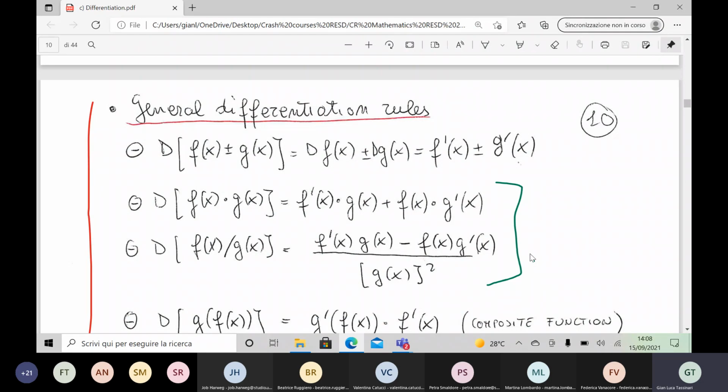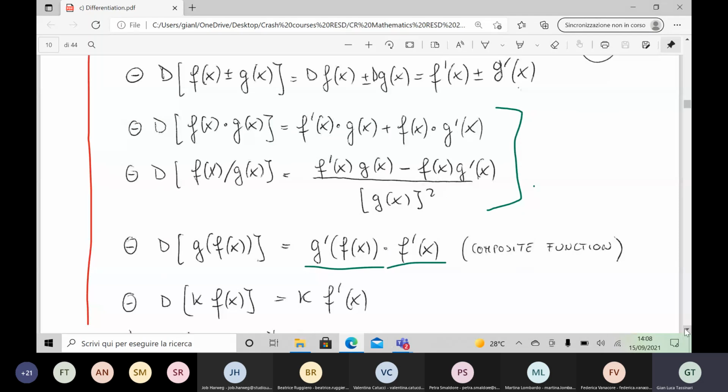Okay, now the composite function rule, or function of a function. Suppose that you have a function g, which is a function of f of x. According to a given function g, it assigns a different value to each possible value of f of x. So if you have the derivative of g of f of x, well, the derivative is g prime.